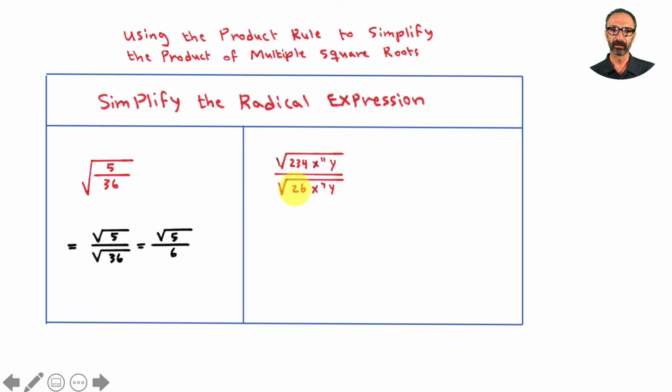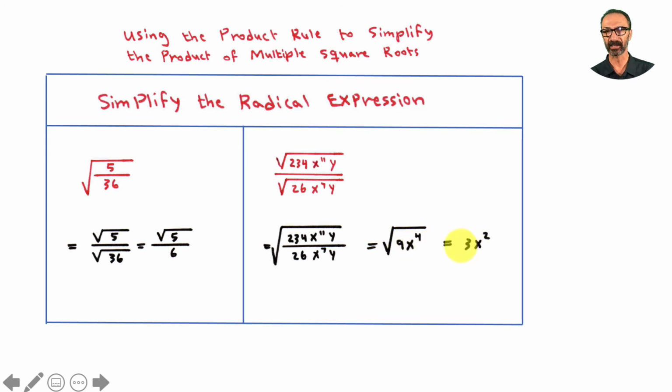Two square roots. We'll take it back now to one square root. One big square root with a fraction inside, as you could see. Y cancels. X to the 11 over x to the 7, subtract 11 minus 7. That's a 4. 234 divided by 26 is a 9. Split this now into two pieces. Square root of 9 is 3. Square root of x to the 4 is x to the second. And we're done.